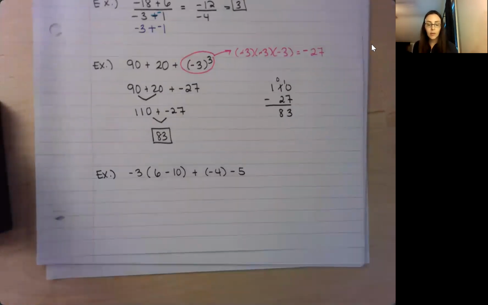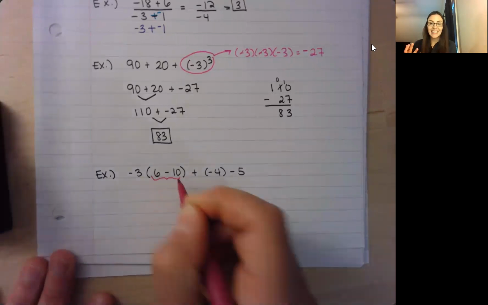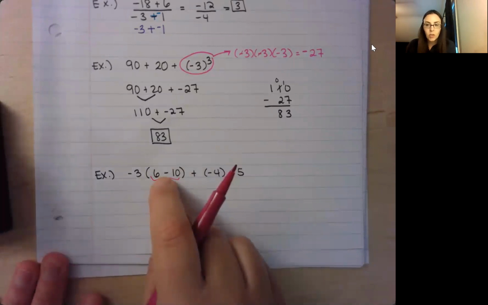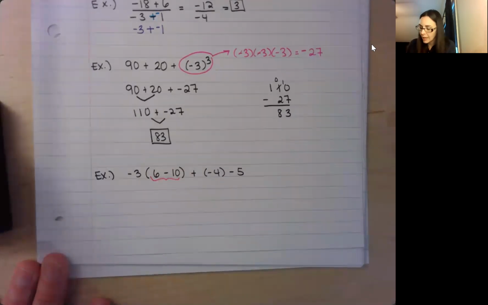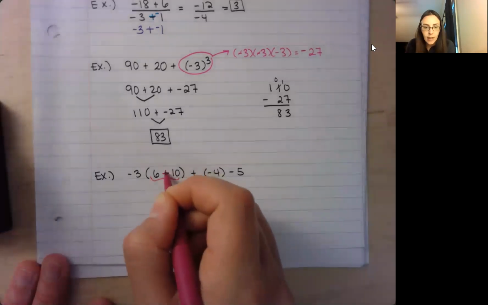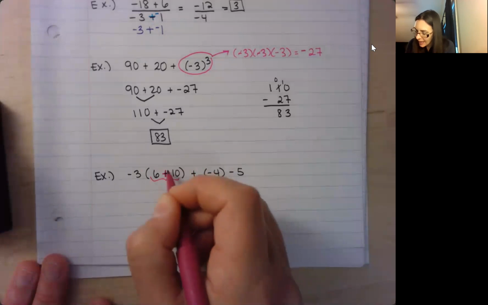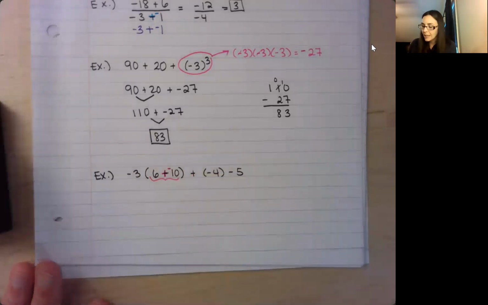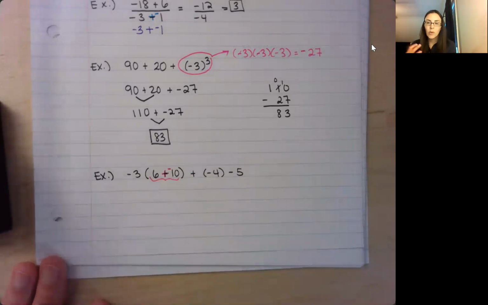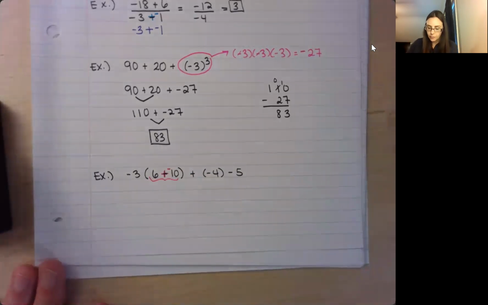All right, so another example. Here I do actually have a true parenthesis where I can do something on the inside. So I'm going to do that first. I see subtraction, so I'm going to do the keep change change. I'm going to keep the 6 the same. I'm going to change it to addition, and I'm going to make that positive 10 a negative 10. Now I'm doing it inside the problem here, but if you want to rewrite it, you can rewrite that step. So do whatever's easier for you.